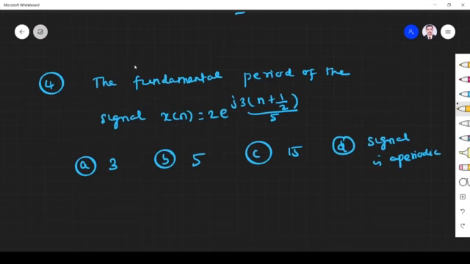Okay. Next question. The fundamental period of the signal x of n is equal to e power j3n plus 1 by 2 by 5. So x of n is equal to 2 into e power j 3n by 5, into, I write it as, e power j 3 by 10, right? 3 into 1 by 2 into 5, so 3 by 10.